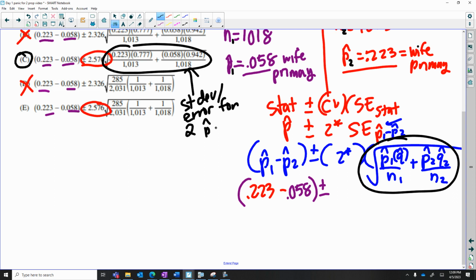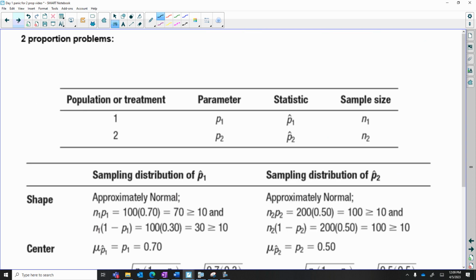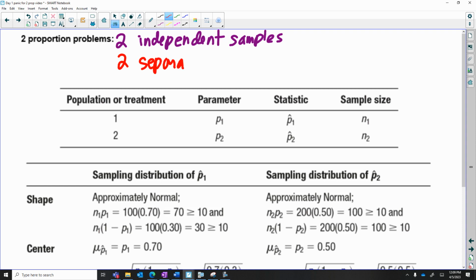Okay? So that is called a 2 proportion problem. If you have 2 independent samples, independent means they don't influence each other. Knowing what happened in the one sample will not influence the other. 2 separate groups for an experiment, as long as they're randomly assigned and they're independent. Basically, that's when we use a 2 sample problem.